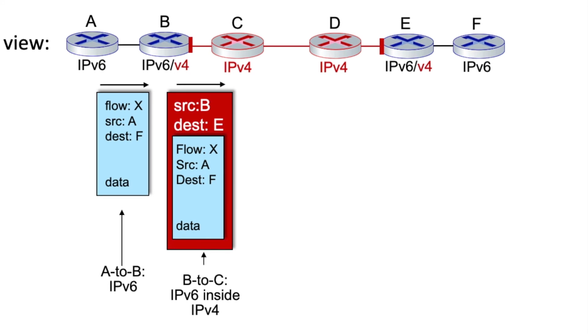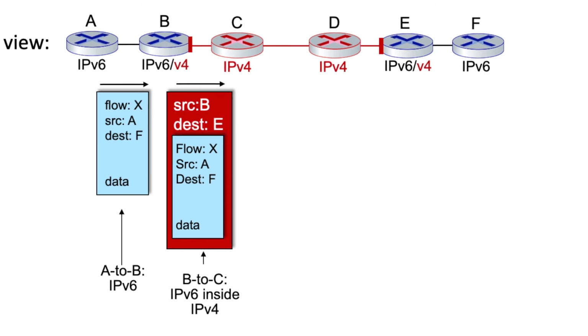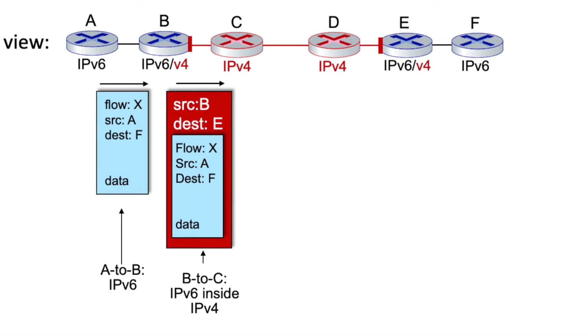And let's take a careful look at this IPv4 datagram that's being forwarded from B to C into the tunnel. Note that for the IPv4 datagram, the source is router B and the destination address is router E. That's for the IPv4 datagram. And of course, inside that IPv4 datagram is the IPv6 datagram, the original datagram that started from A, and that's got a source of A and a destination of F. But that's just the payload inside this outermost IPv4 red datagram shown here.